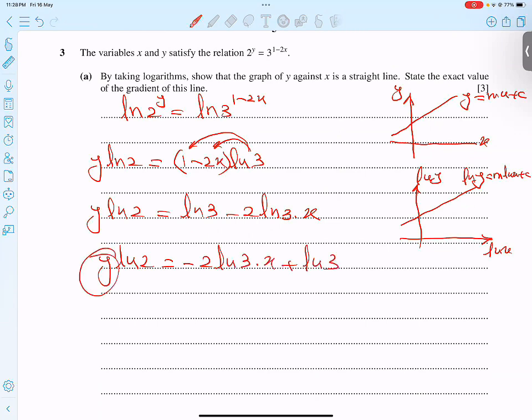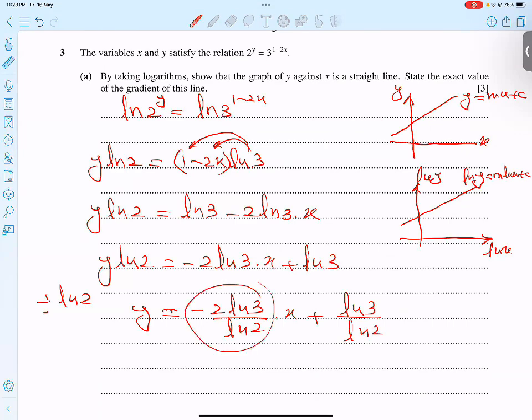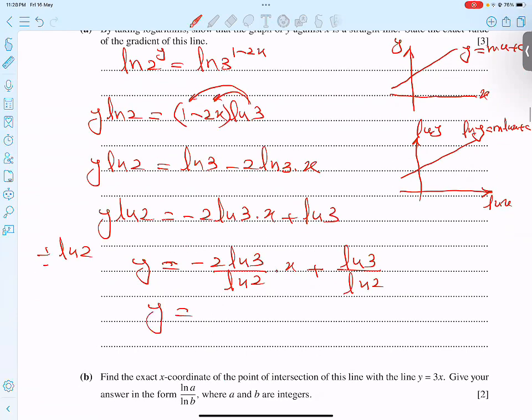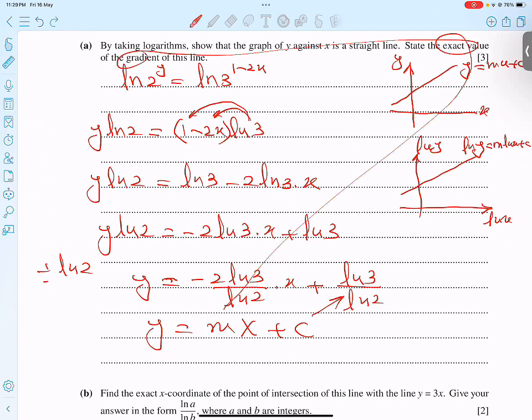Now I need y alone, because he said y alone. So this is extra, I will divide the whole equation by ln2. So what happens, students? Negative 2 ln3 by ln2 times 2x, and ln3 by ln2 is clear. If I show you the equation, y equals mx plus c. This is the c value, and this whole is the gradient. And he was asking us to find the exact value of the gradient.